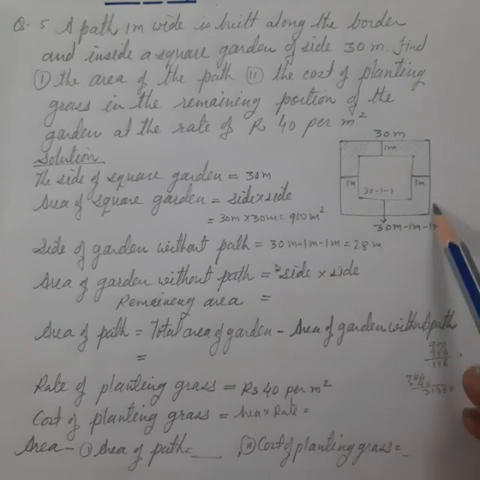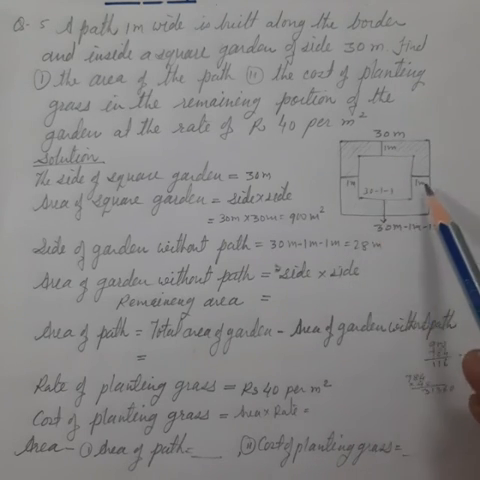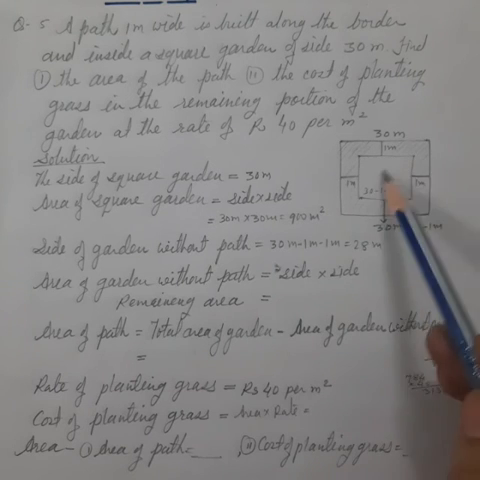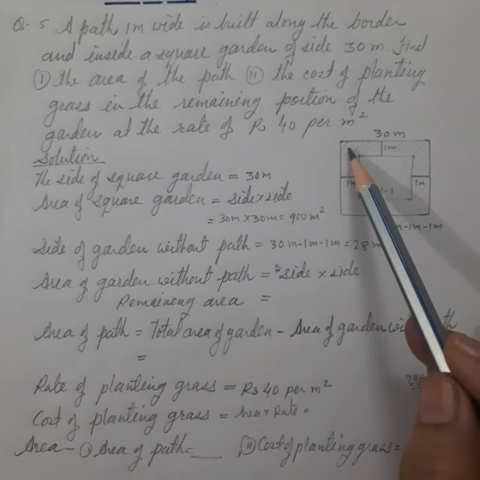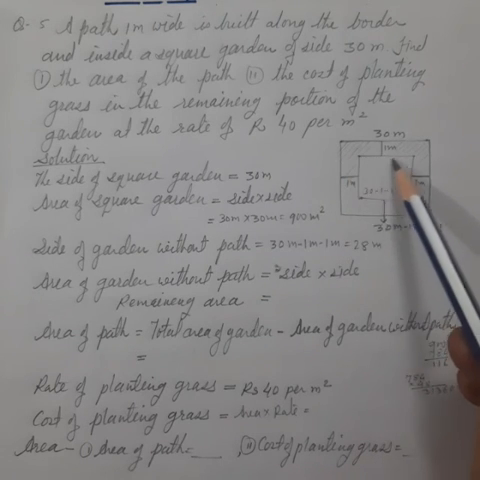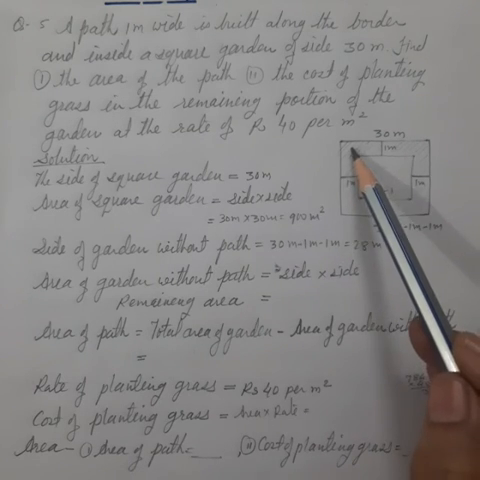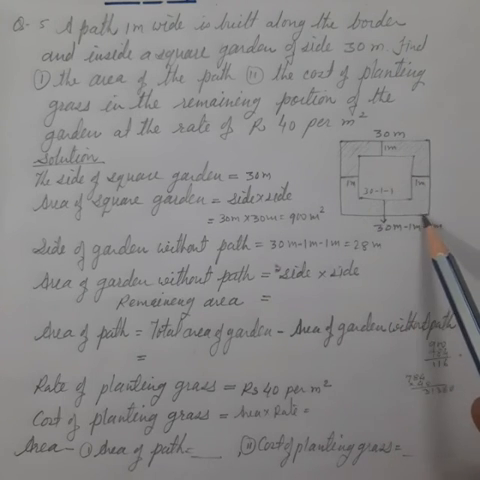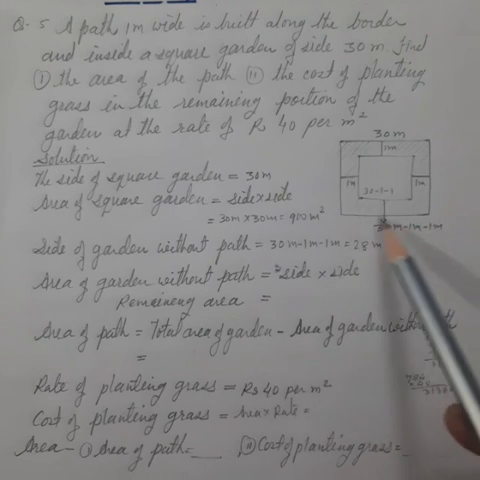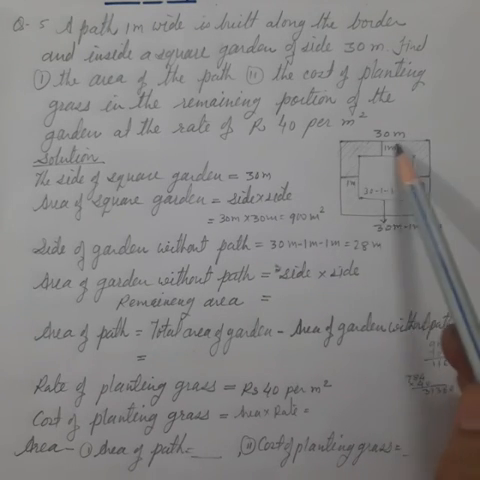Here this is a square garden of side 30 meter and a path 1 meter wide is built along the boundary but from inside the garden, and we have to find out the area of this path and the cost of planting grass in this remaining area. So to find the area of this path, we have to subtract the area of this inner square from the area of this outer square. The outer square is the total area of the garden and the inner square is the area without this path.